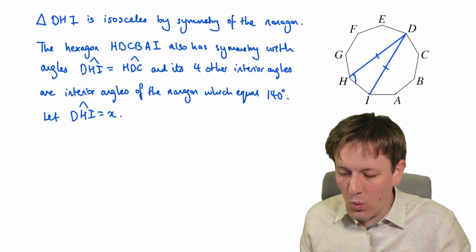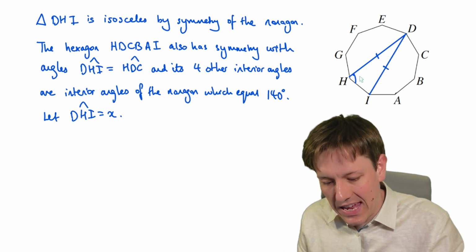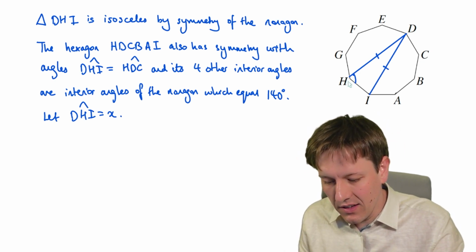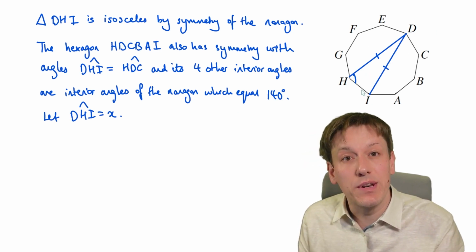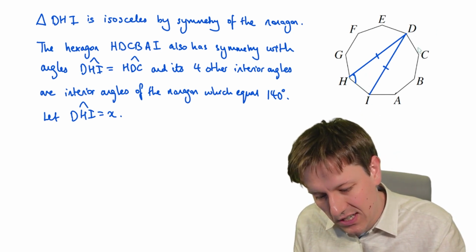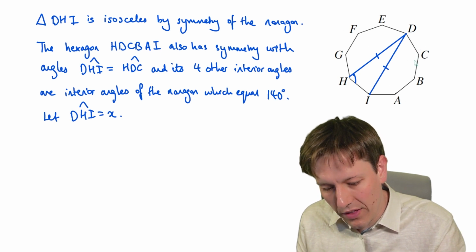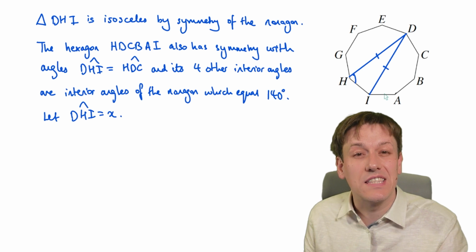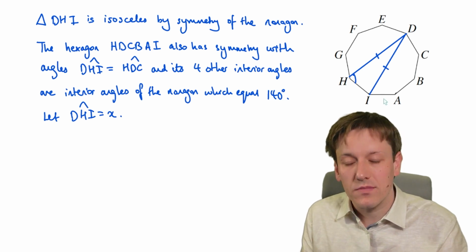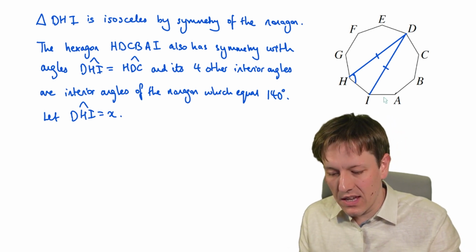So, well, the hexagon HDCBAI here also has symmetry, and we can see that the angle DHI, the one we're looking for, is the same as this angle up here, HDC, but the 4 other interior angles here, the ones at C, B, A and I, are all just the interior angles of the nonagon, so they'll be 140 degrees each.